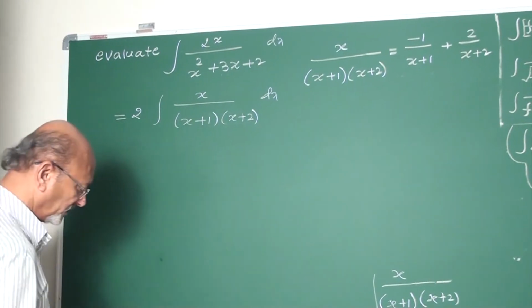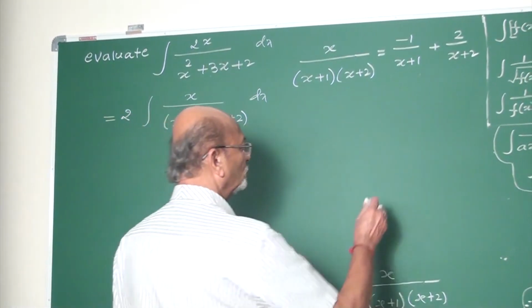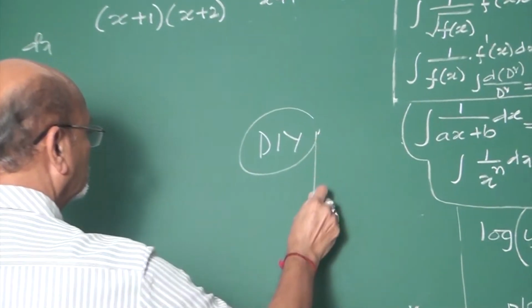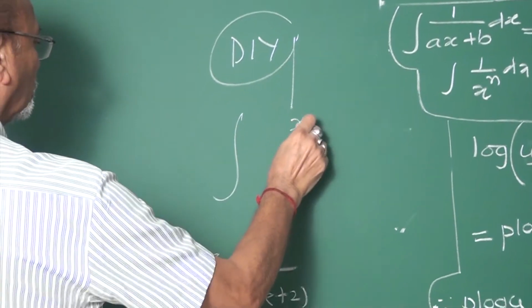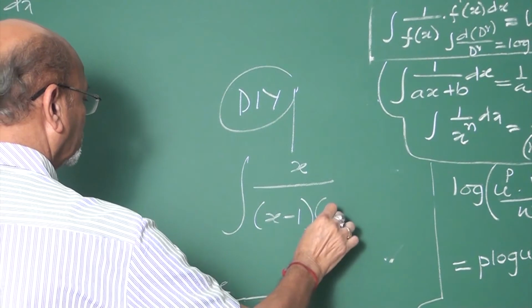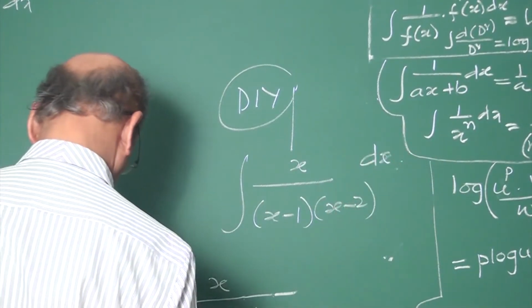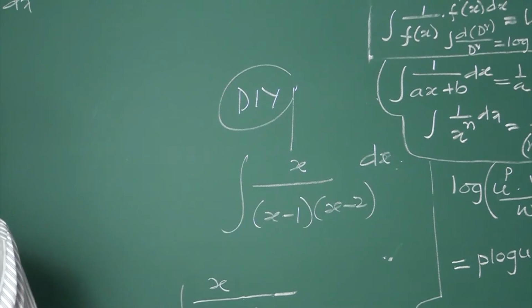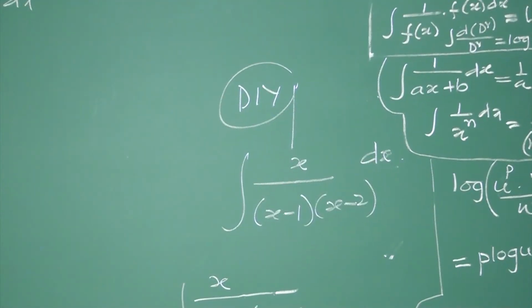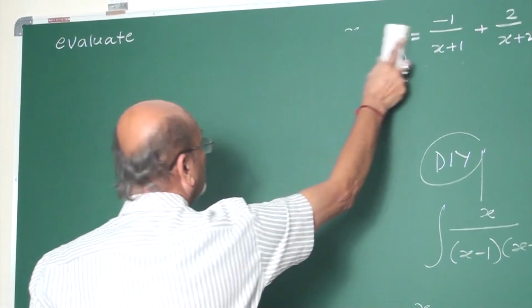Next one. On the same lines, my friends, you do it yourself. Integral x upon (x minus 1) into (x minus 2) dx. Do it. Next. Evaluate integral.